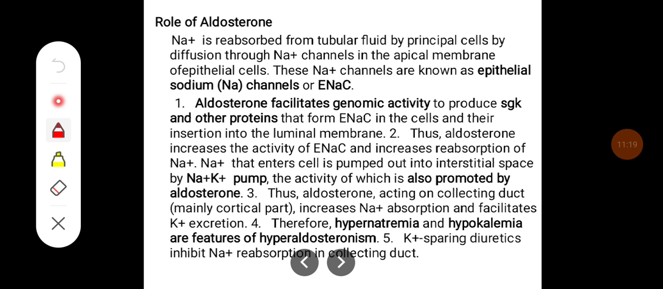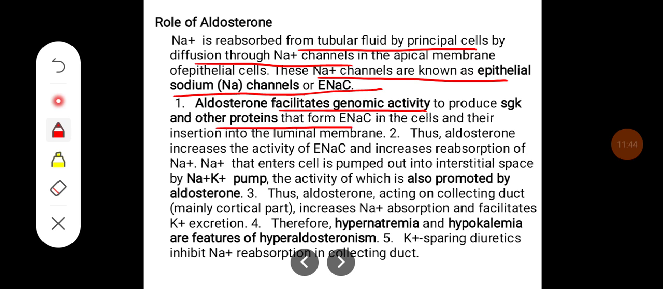Role of aldosterone. Sodium is reabsorbed from the tubular fluid by principal cells by diffusion through sodium channels in the apical membrane of epithelial cells. These sodium channels are known as epithelial sodium channels, or ENaC. Aldosterone facilitates genomic activity to produce SGK and other proteins that form epithelial sodium channels in the cells and their insertion into the luminal membrane. Thus, aldosterone increases the activity of epithelial sodium channels and increases reabsorption of sodium.